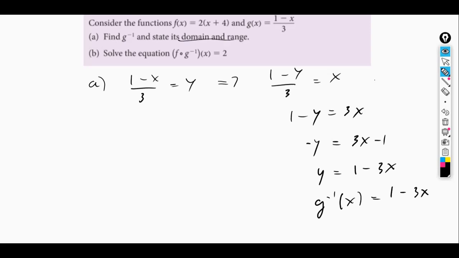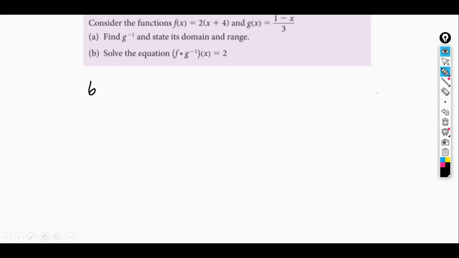State its domain and range. Well, notice that g of x does not have any restrictions on the domain. So the domain would be R for g of x, and the range would also be R. Therefore, for its inverse, you have the same situation. Then we have that the domain would be x belongs to all reals, and the range would be y belongs to all reals.